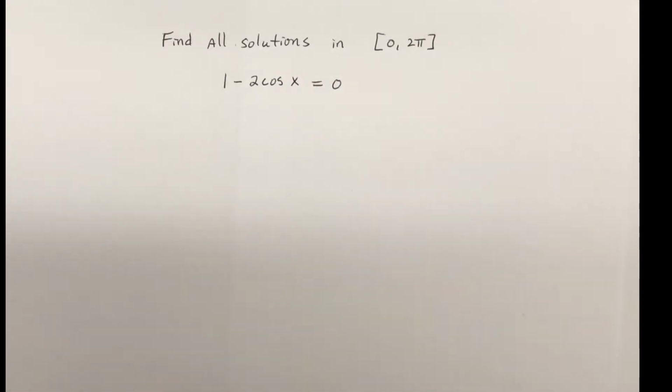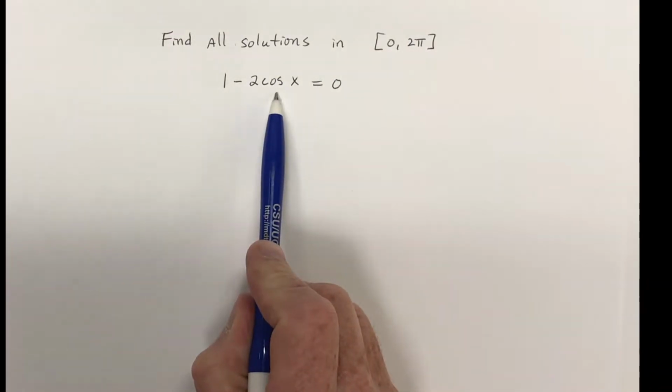Alright, so let's solve some trig equations. Find all the solutions in 0 to 2 pi. 1 minus 2 cosine of x equals 0. So the first thing I need to do is use algebra and isolate the cosine of x.